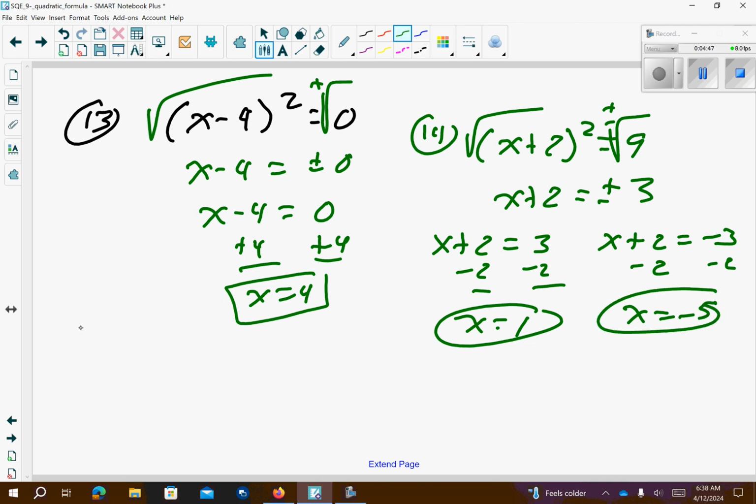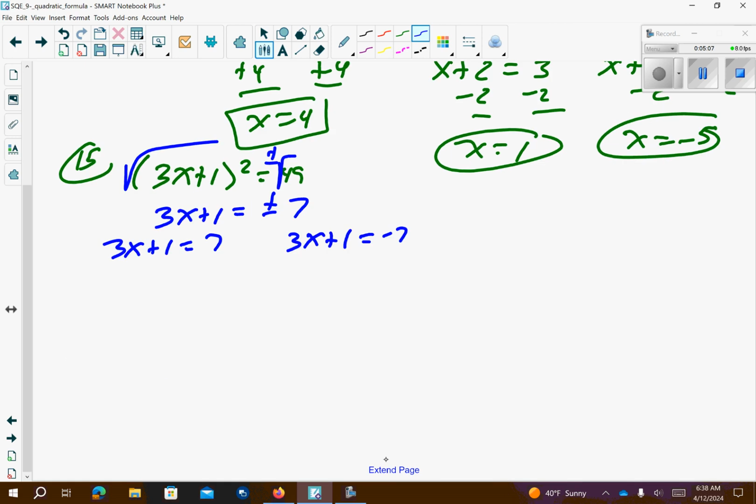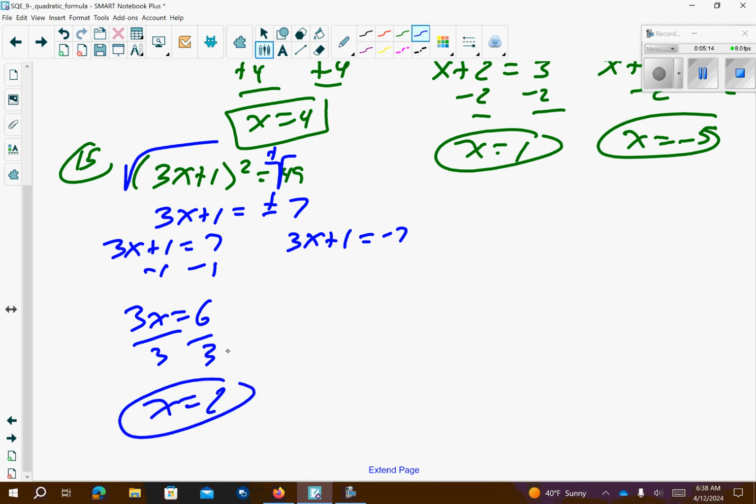And we did number 15 yesterday, but I'll just work it again real quick. Take the square root of both sides. Don't forget the plus minus on the number side. So I get plus or minus the square root of 49, which is 7. Break this into two problems. Subtract 1. So 3x equals 6. Divide by 3. X equals 2. There's one answer. Minus 1. So 3x equals negative 8. Divide by 3. X equals negative 8/3.